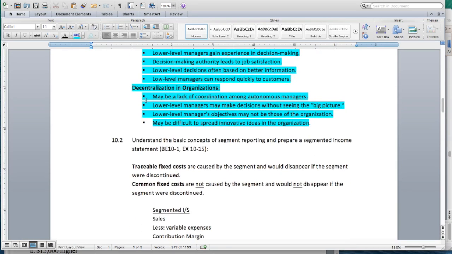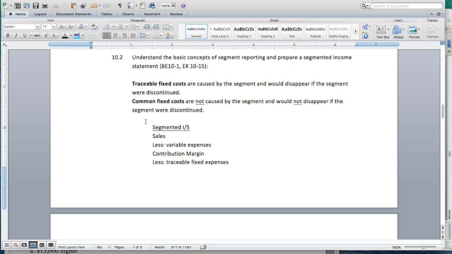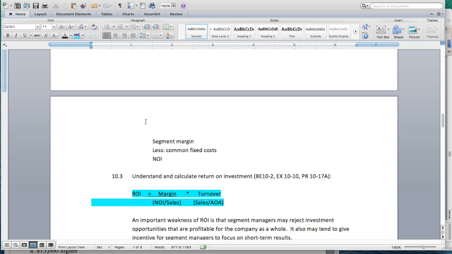Profit centers, but still good to know. The traceable and the common fixed costs really come into play in Chapter 11, so I'll talk about that, and that's when you're discontinuing a segment.